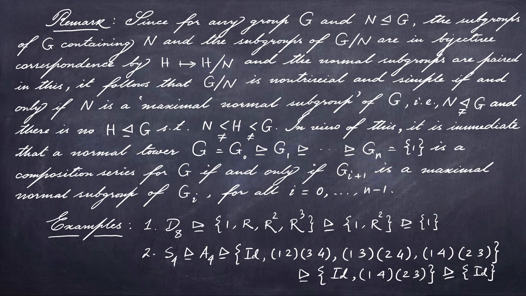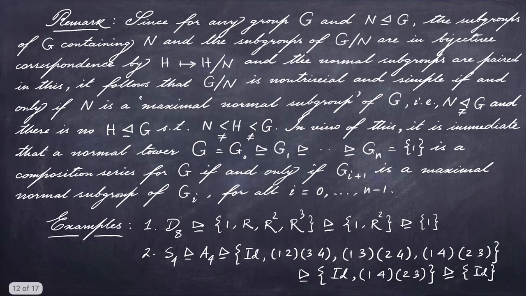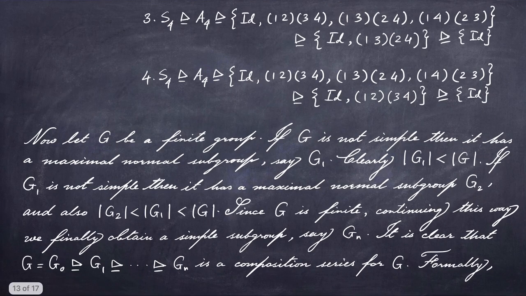Let me give you some examples of a composition series. So this is an example of a composition series for D8. This is an example of a composition series for S4, and so these are also composition series for the same group S4. So these examples show that given a finite group, first of all, we don't know in general whether it admits a composition series or not. But even if it admits a composition series, there is no guarantee that the composition series will be unique. For S4, we have seen 3 different composition series.